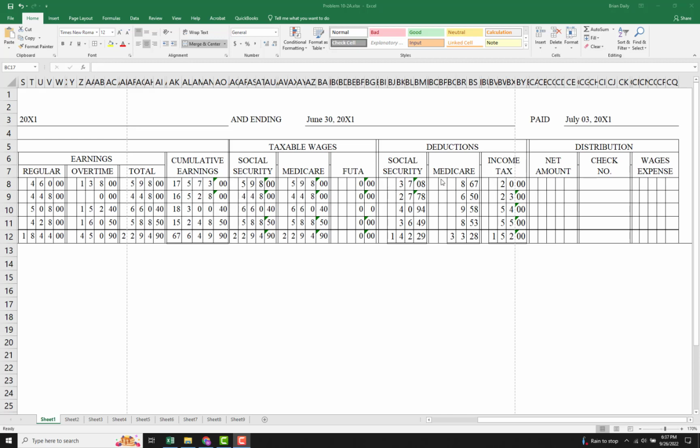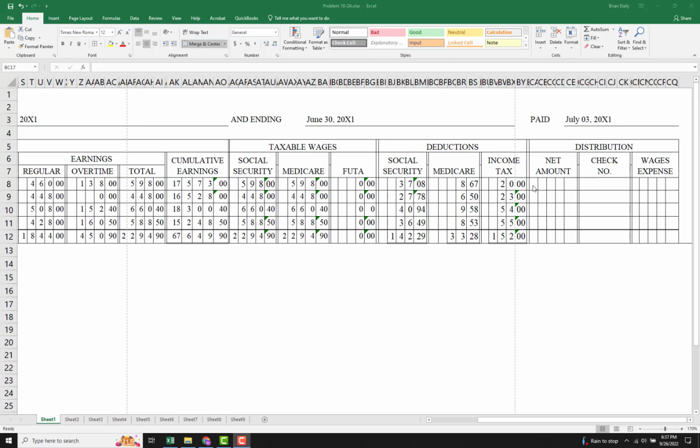In this simple example, we did not have any of those non-tax deductions. We just had the big 3. And you should always watch out for the big 3 coming out of the paycheck: the Social Security, the Medicare, and the federal income tax. Okay, so we've almost reached the end of this payroll register.